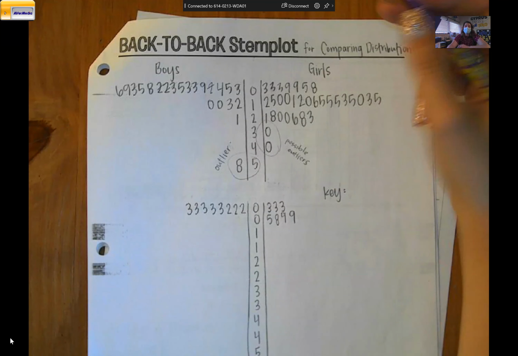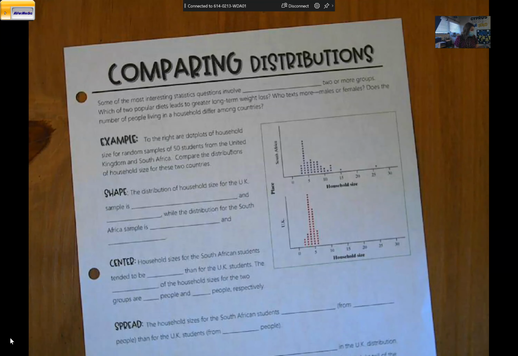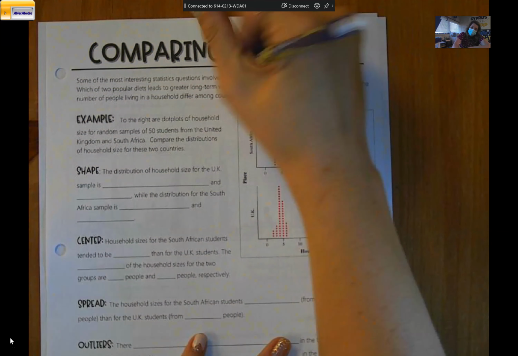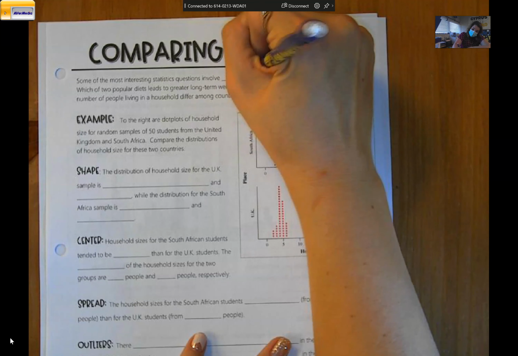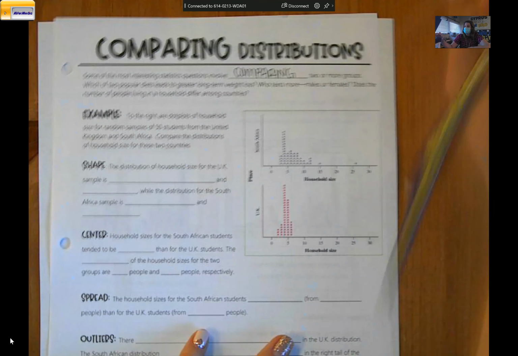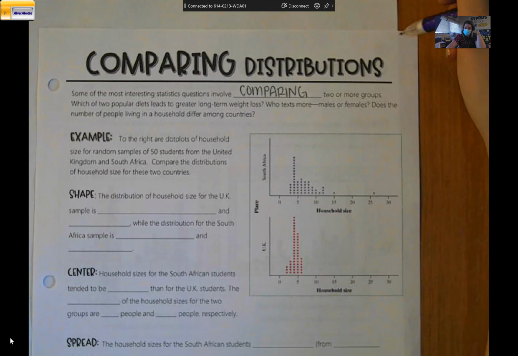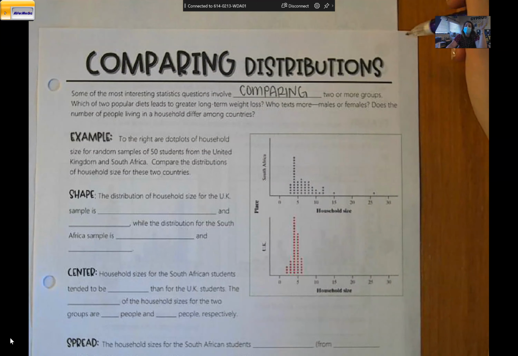So now we formalize that. If they ask me to write a response, I'm now going to show you what they would expect you to write. So we're on a new data set. This says some of the most interesting statistics questions involve comparing two or more groups. In the case we just looked at, we were comparing the boys' shoe data to the girls' shoe data.